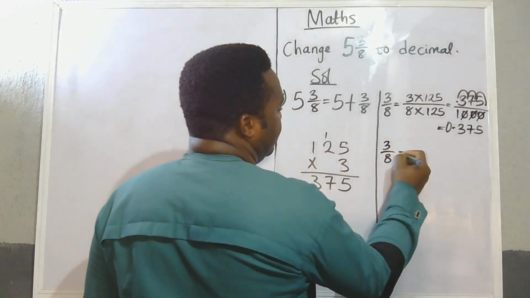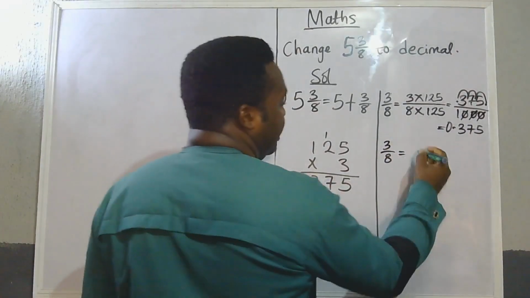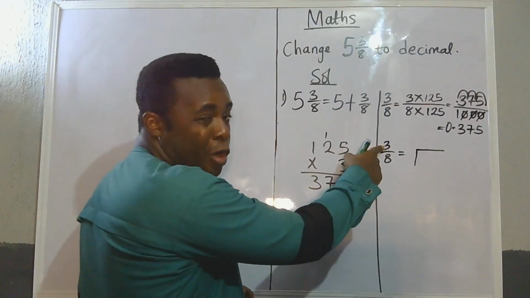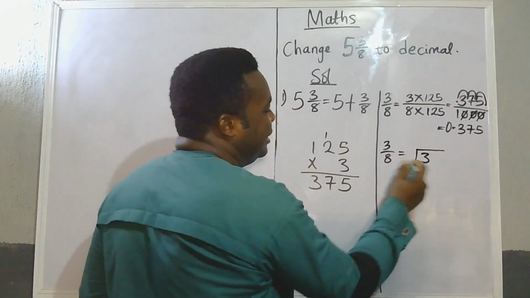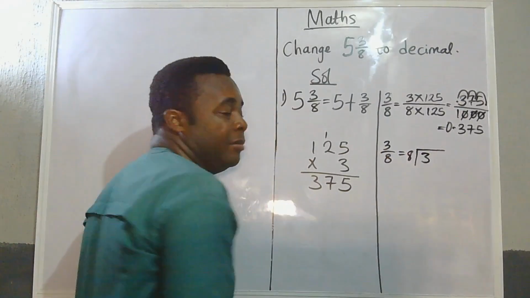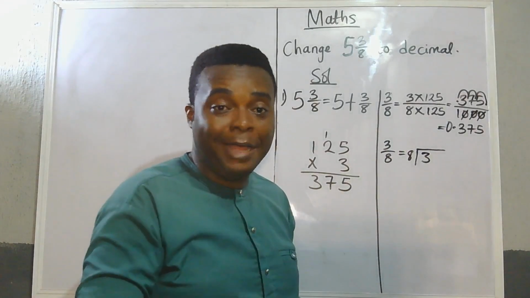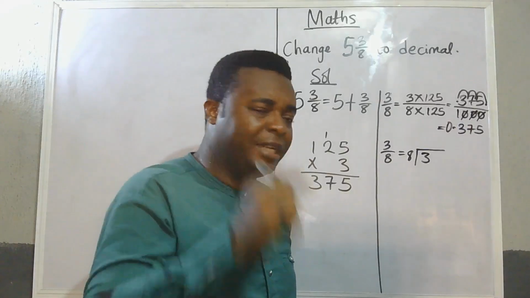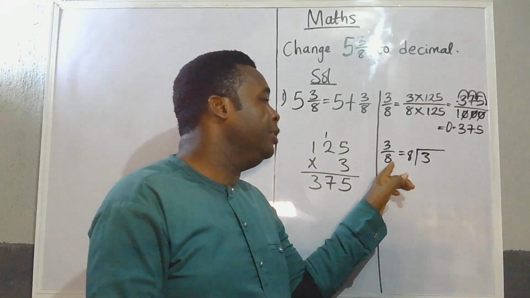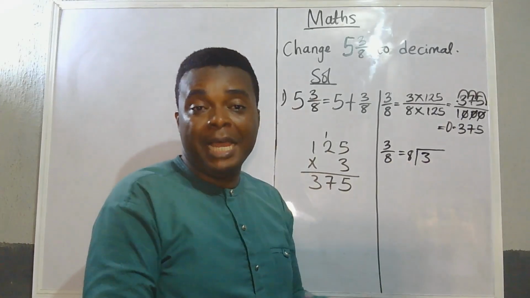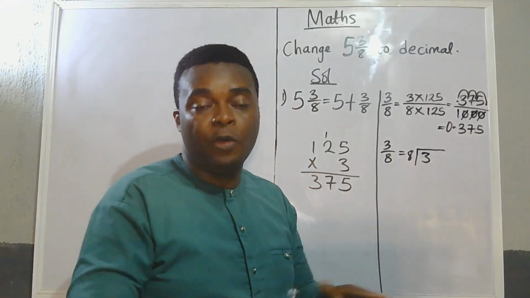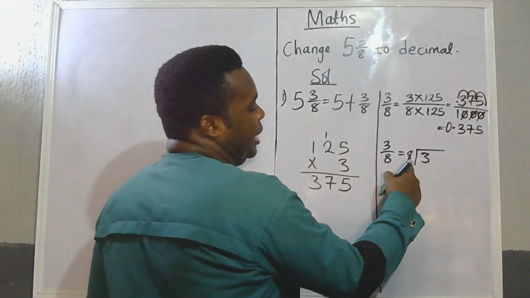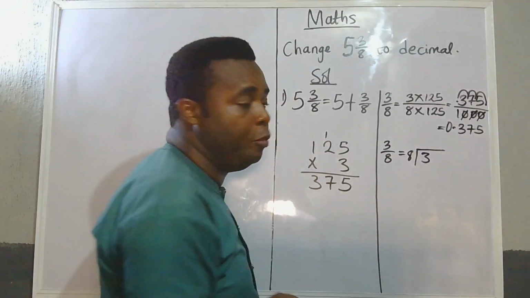Now let's use the second method. 3 over 8 equals to, I will draw my long division line, my long division sign. Now, the number of the numerator stays inside and the denominator stays outside. Please take note of that. It's not a matter of big number staying inside, small number staying outside. It's a matter of the numerator being inside and the denominator being outside, whether it is bigger or smaller than the number you are comparing.